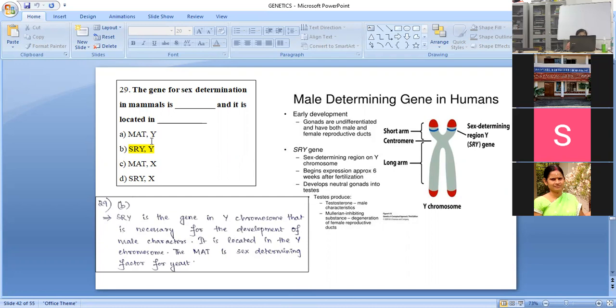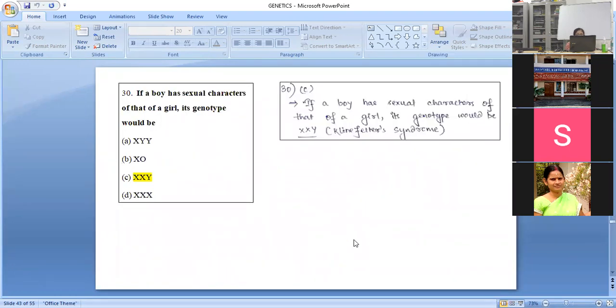If both WNT and X are given as options, then also my correct answer would have been SRY and Y chromosome, because if it is not expressed, then the WNT gene will be expressed. If it is expressed, the WNT gene will be dysregulated, its expression will stop. If a boy has sexual characters of that of a girl, its genotype would be again Klinefelter syndrome. Boy with the genotype of that of a girl, XXY.